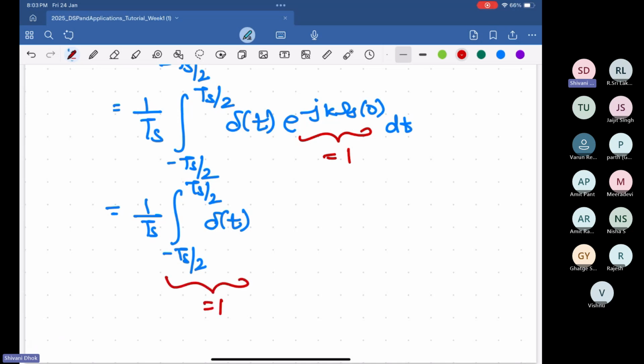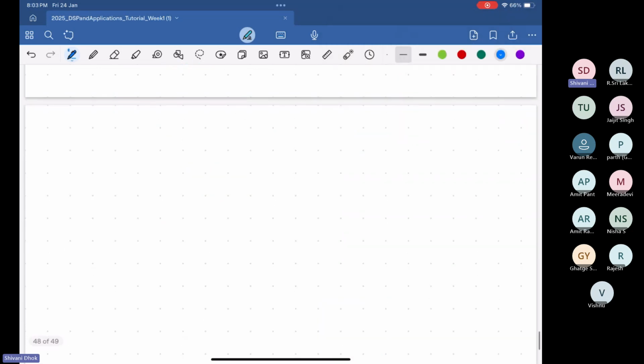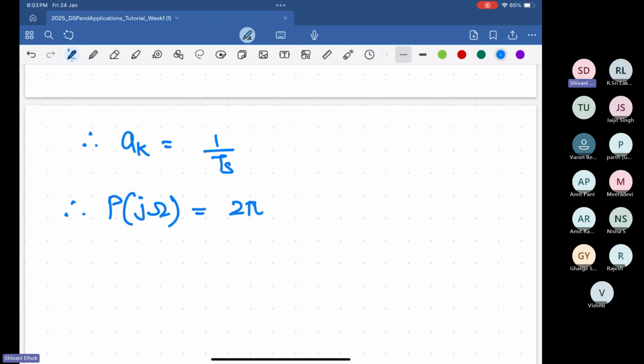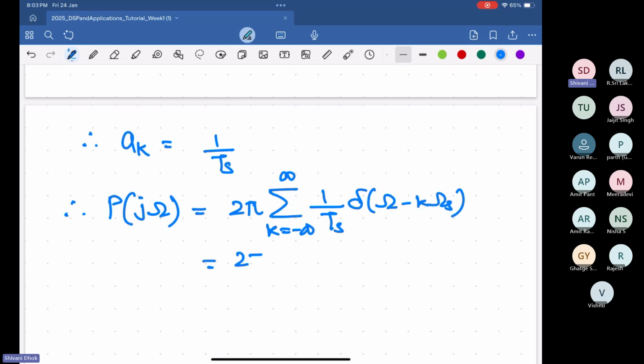So again, this thing comes out to be equal to 1. So therefore, my AK comes out to be equal to 1 over Ts. Now we can substitute it back to P of j omega, which was equal to 2 pi summation k equal to minus infinity to infinity AK times delta omega minus k times omega s, which comes out to be 2 pi by Ts summation k equal to minus infinity to infinity delta omega minus k times omega s.